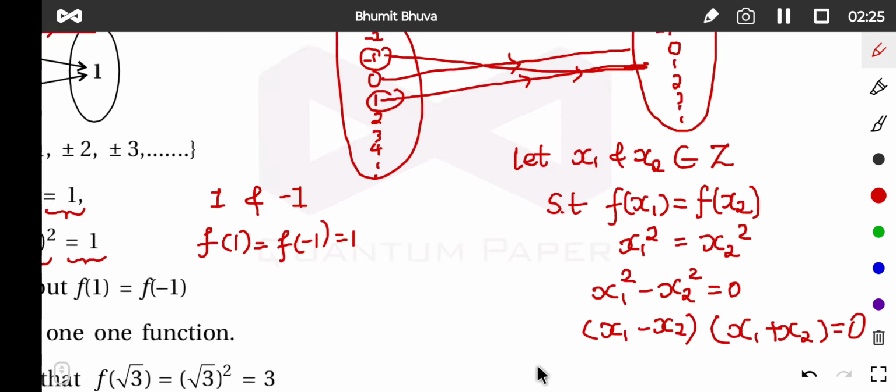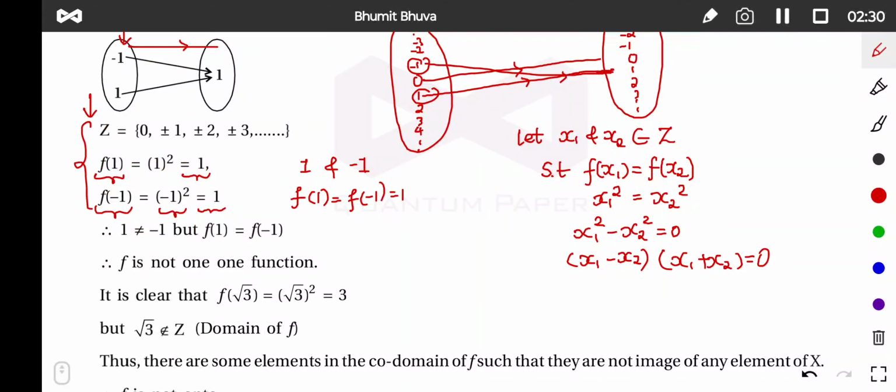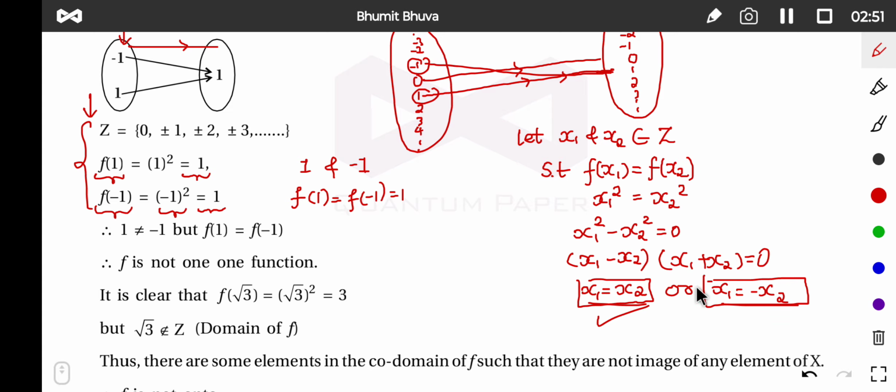So from here we will get either x1 = x2, or x1 = -x2. So we are getting two conditions. If we got only the possibility x1 = x2, then only we could say it is one-one. But we are getting this also, x1 = -x2. So two different elements are mapping to the same image. That means this is not one-one. Therefore f is not a one-one function.